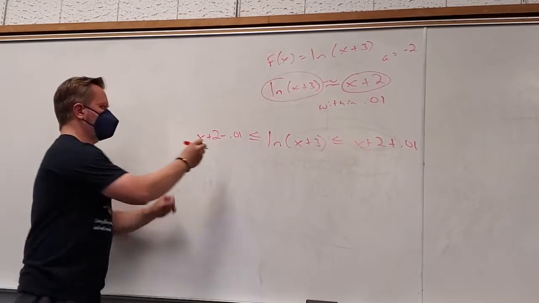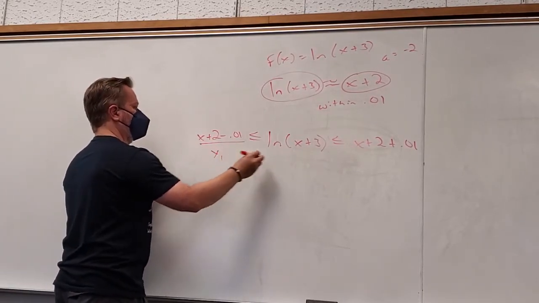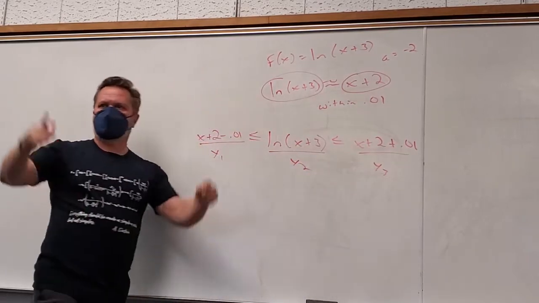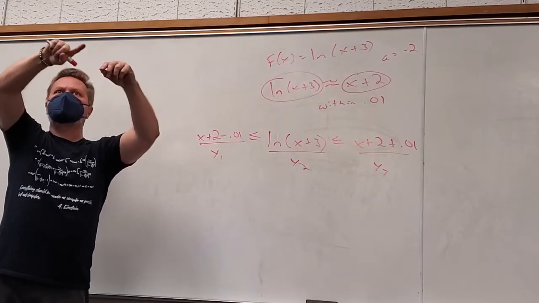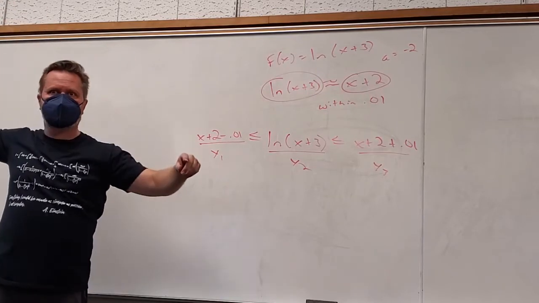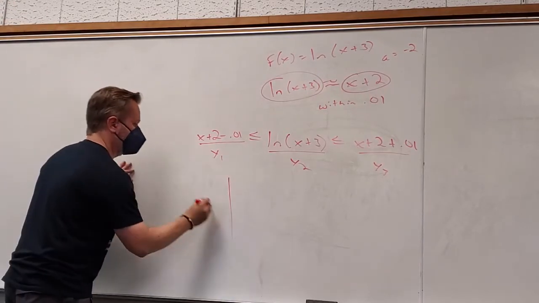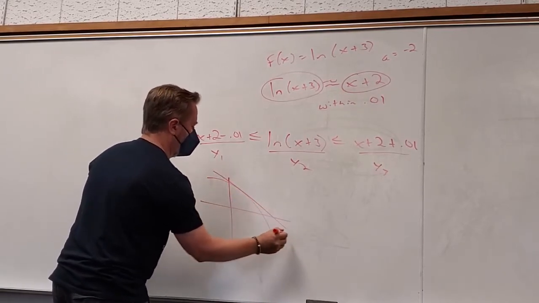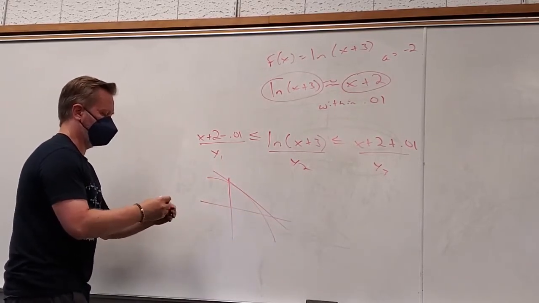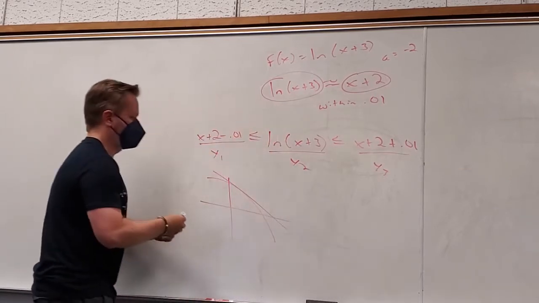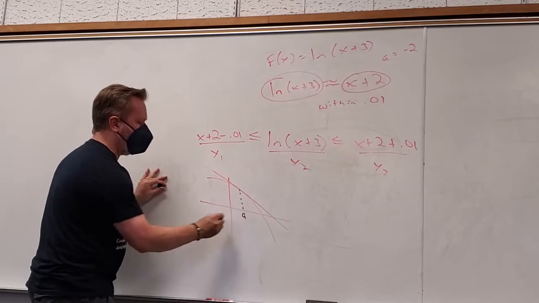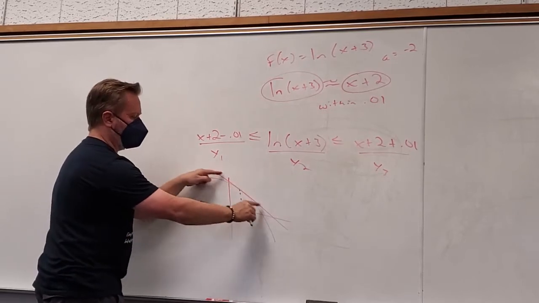So then what I want to do is, I want to graph this y1, I want to graph this y2, I want to graph this y3, and just see where they intersect. When does it come into that area, and when does it leave that area? Because again, the idea is, I have some function, I have an approximating line, and the further I get away from that a, the worse this approximation gets.